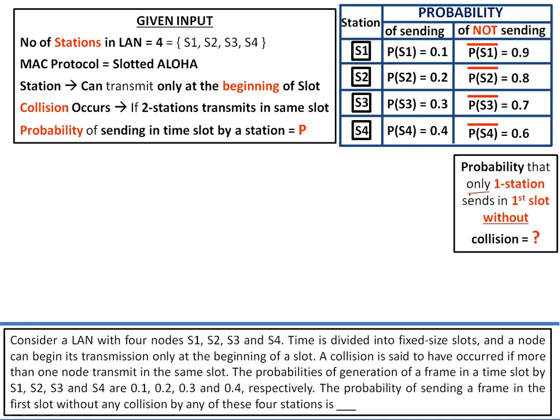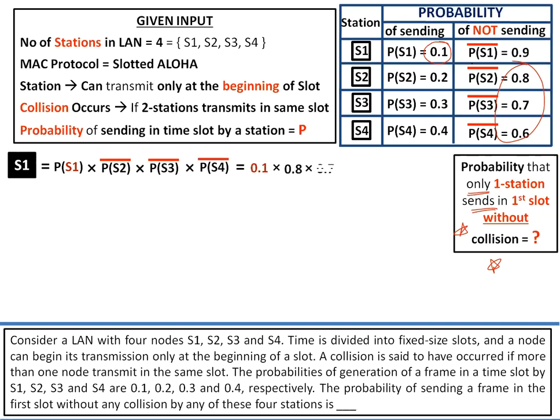The probability that only one station sends in one slot without collision. Only one station has to send without collision. It can be any station. If it is S1, then S1 has to take 0.1, and all other stations have to take the not-sending probability. That is the probability for S1. Now how about S2? S2 has to take its sending probability, and all other stations have to take theirs.